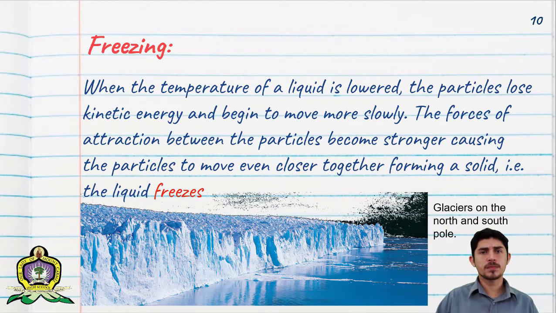A while ago, I asked a question. What if you take away the energy from particles? What happens then? And here is the answer to that question. Let us look at this change in the state of matter. Freezing. In freezing, we know that a liquid is being turned into a solid. In this image, you're able to see the glaciers in the North Pole. And this glacier is made out of huge chunks of ice.